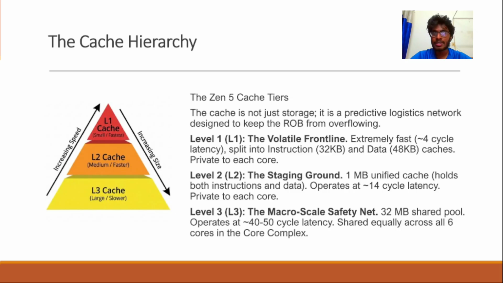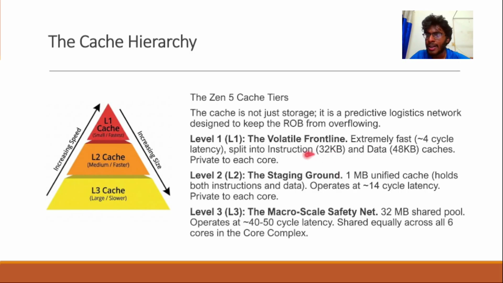So, in order to solve this, AMD Zen 5 uses a three-tier cache hierarchy to stop these stalls. L1 is a volatile frontline, extremely fast at 4 cycles. L2 is a 1 MB private staging node, and L3 is the shared 32 MB safety net shared across all 6 cores. As we go down the pyramid, the speed drops, but the capacity grows to catch those misses.